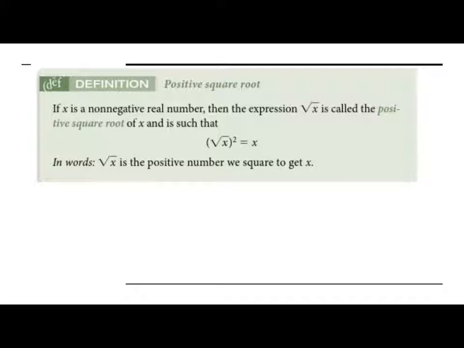And if x is some non-negative real number, and we'll talk about what a not real number would be in the next chapter, or the next section, the square root of x is called the positive square root. So this symbol here is called the positive square root of x, such that if you squared it, if you did the square root of x times the square root of x, the square root of x squared, you would get that number x back out again.